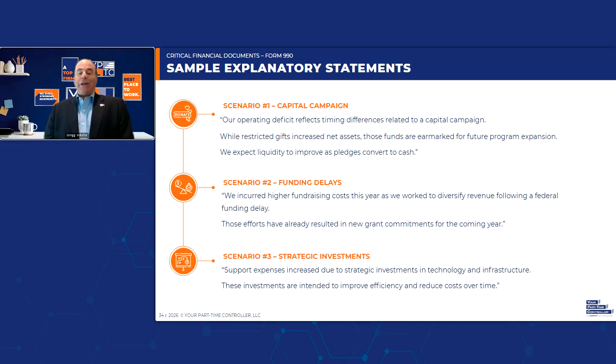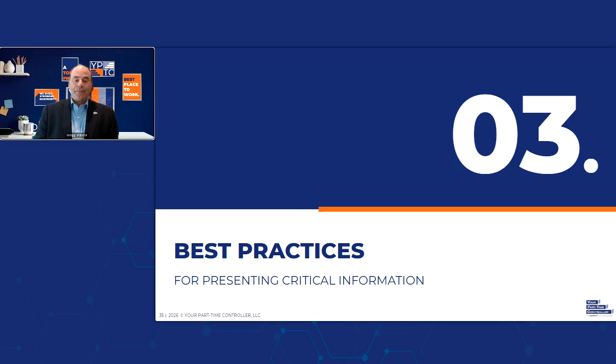So a great explanation of funding delays may be that we've incurred higher fundraising costs as we look to diversify revenue. We've identified a problem and we're working on a plan to address it. And we did this because we saw there were funding delays. We're being proactive. We're acting responsibly. And how does that tie to strategy? And then laying out a plan. Hey, maybe we're already seeing some positive results from this in the coming year. So, a great way to respond to that potential question from a funder.